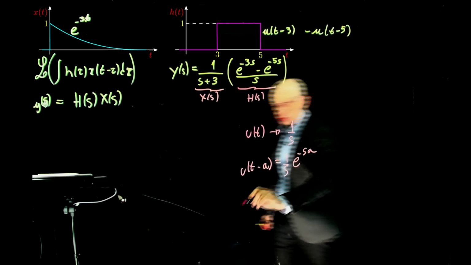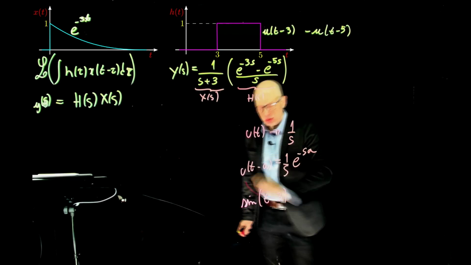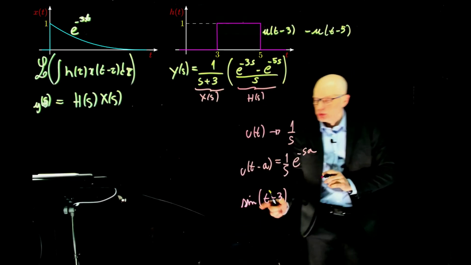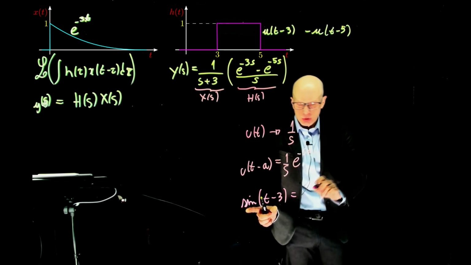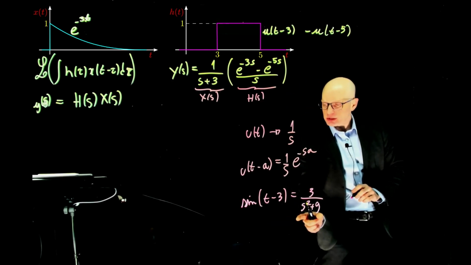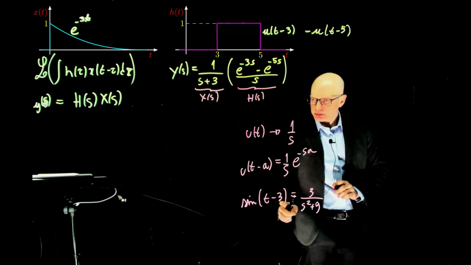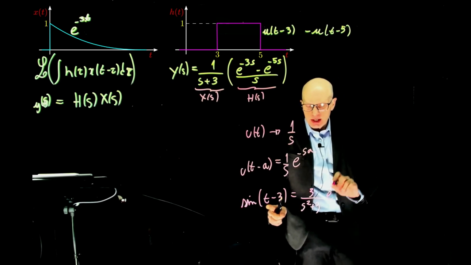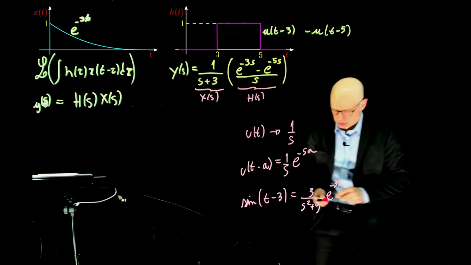If you had a function, let's say sine of t minus 3, what would be the Laplace transform of this? It would be the Laplace transform of the sine wave, which in this case is 3 over s squared plus 9. That's the Laplace transform of sine of 3t, delayed in time times that. I see, that makes sense, thank you.